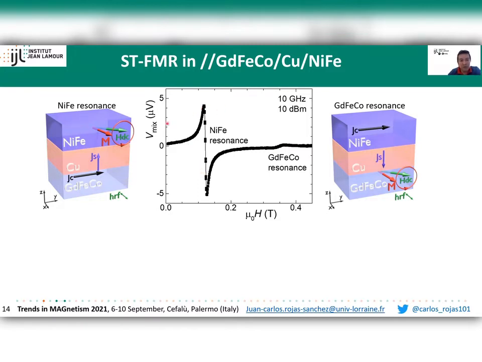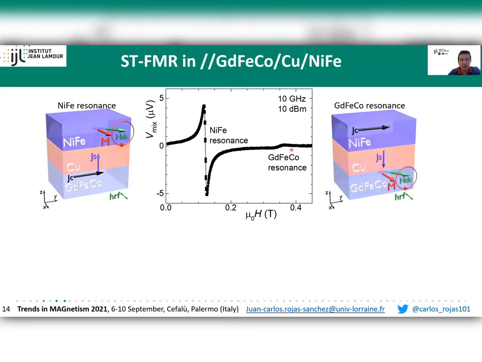When we have the nickel iron resonance, the Oersted field, or radio frequency field, generated by the AC current flowing in copper and gallium iron cobalt may precess the magnetization of permalloy when we reach the resonance condition. And in the case of this signal, it is the other way around. Now the Oersted field is generated by the current flowing in permalloy and copper, which is exerted here by this radio frequency field. As we sweep the DC field, and when we reach the resonance condition, we may precess the magnetization of the gallium iron cobalt layer.